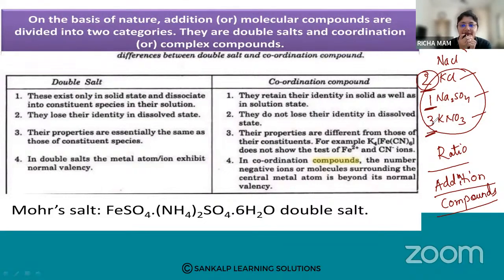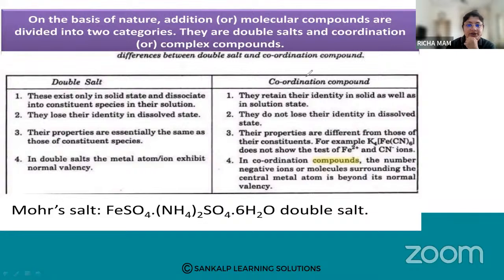So when two or more stable compounds are mixed in a stoichiometric ratio, a new crystalline compound is formed, and these are called addition compounds. These addition compounds are of two types: one is the double salt, and the other is the complex compound or coordination compound.